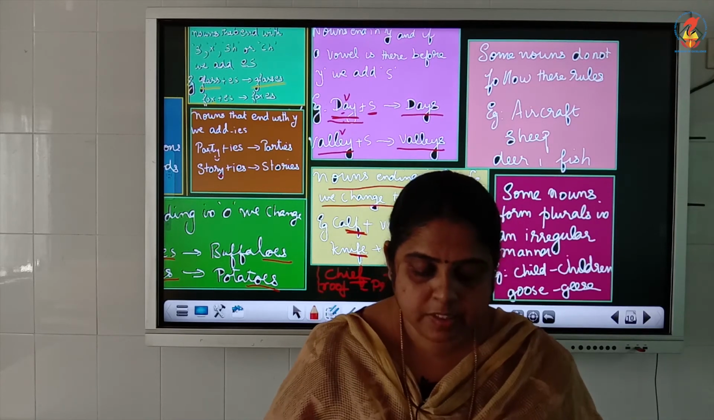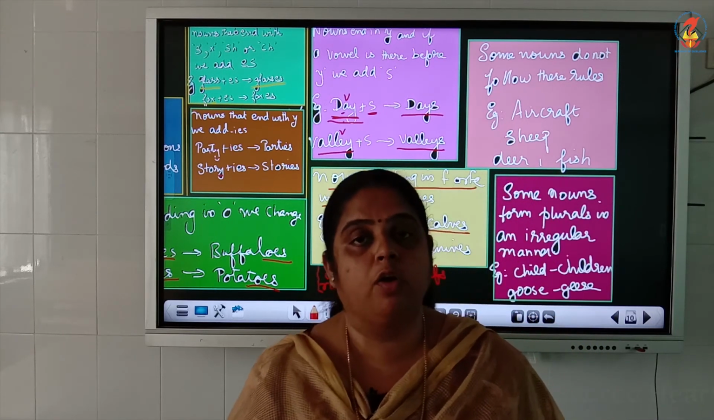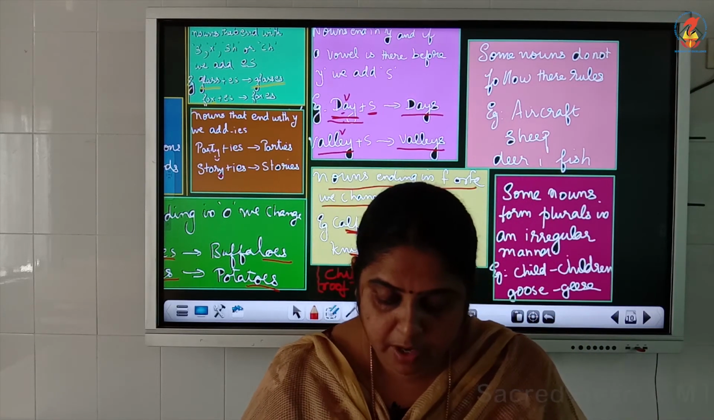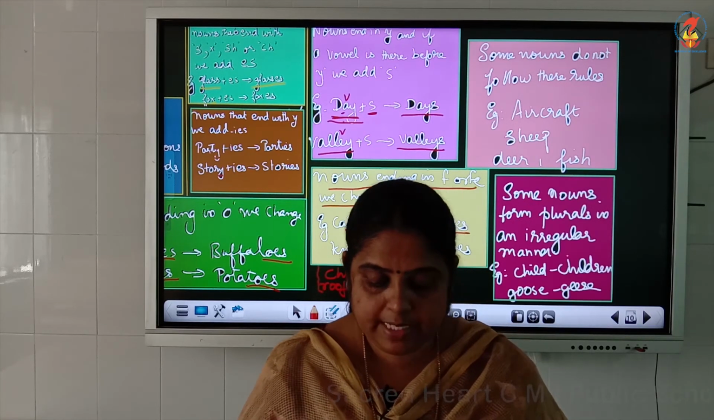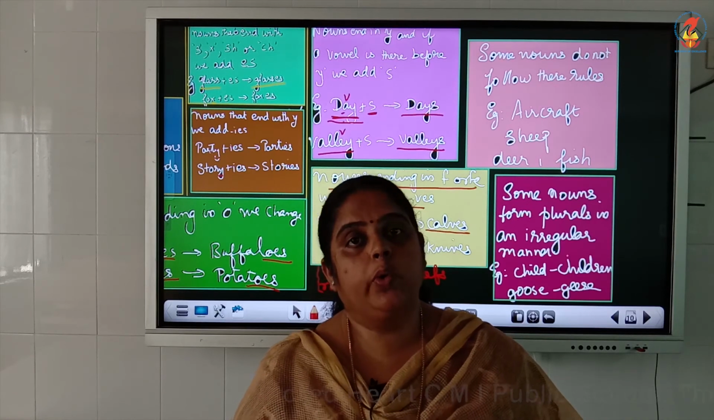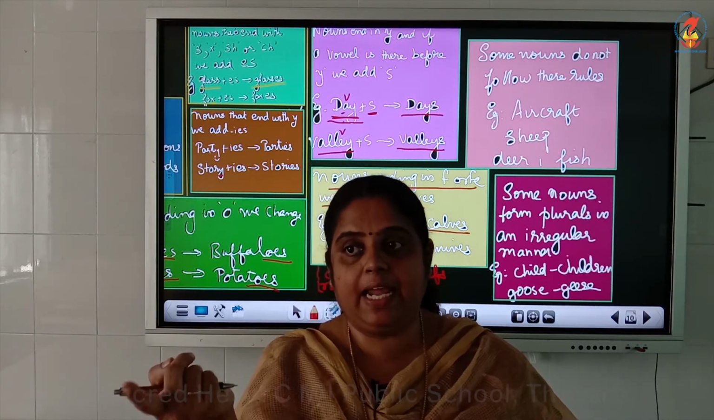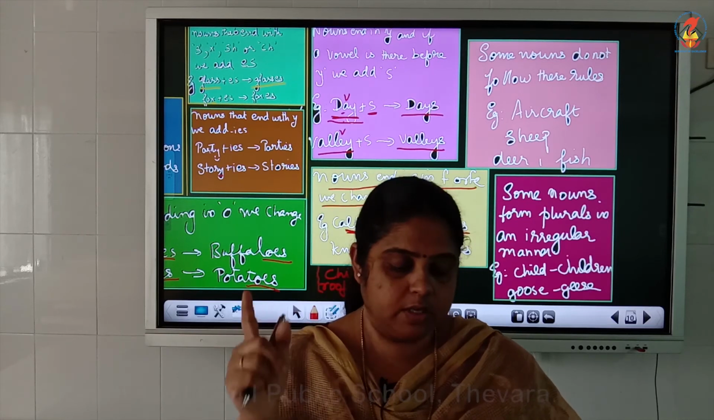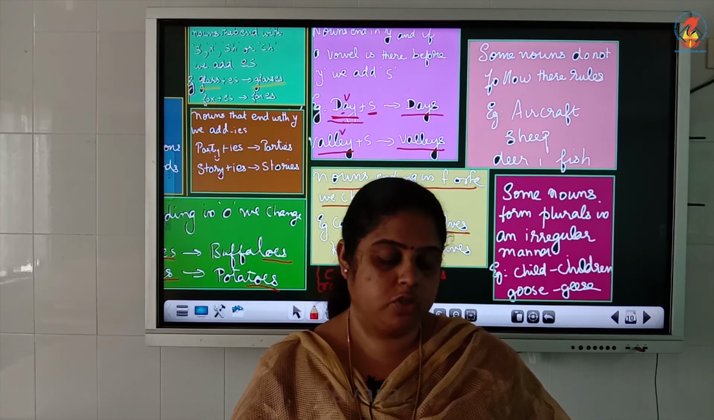Then in exercise B, fill in the blanks with the correct form of nouns from the bracket. I have bought two dash from the bookstore. Book or books, two are there, that means singular or plural. You should think and write. Yes, books. I have bought two books from the bookstore.